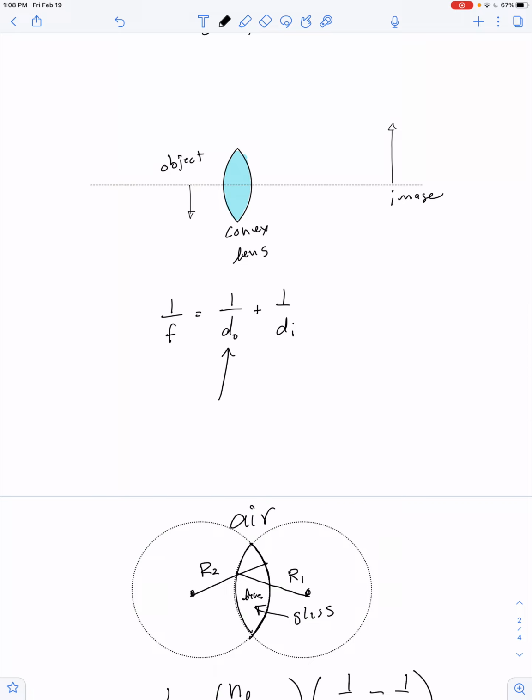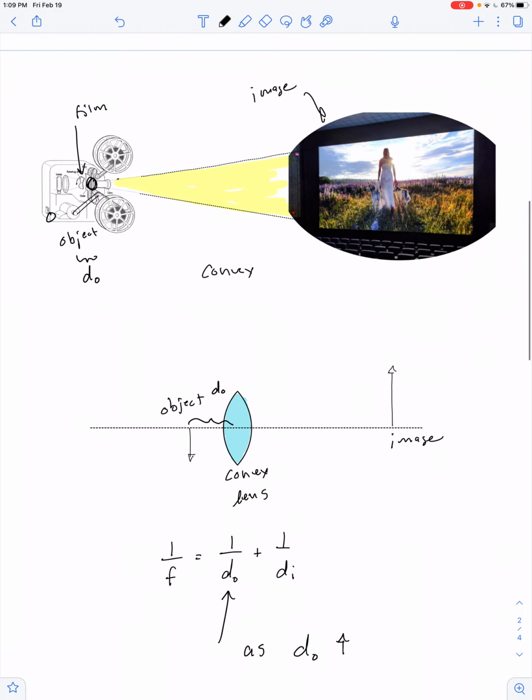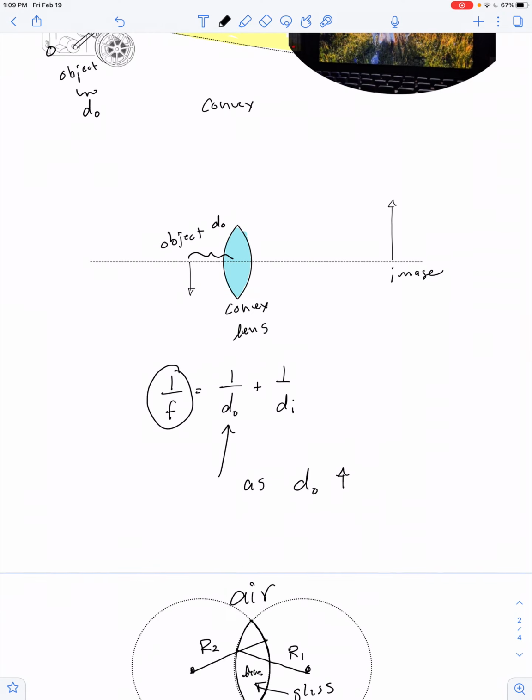Okay, so what does this equation tell us? As the object distance is increased, so let's say there's a knob on our projector that moves the film, and it makes the distance between the film and the lens, which in this diagram would be here, larger. What does that do to the focal length? It seems as if focal length is dependent on object distance, but it's not. No matter what, the focal length will stay the same.